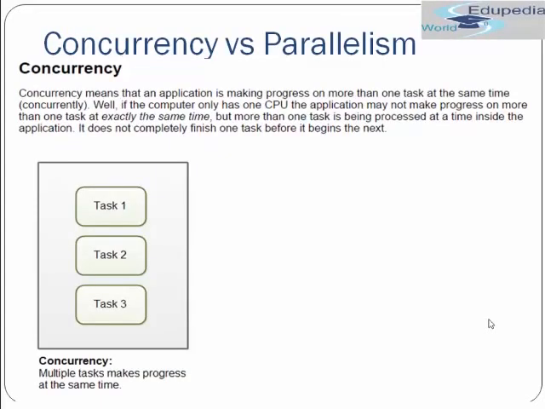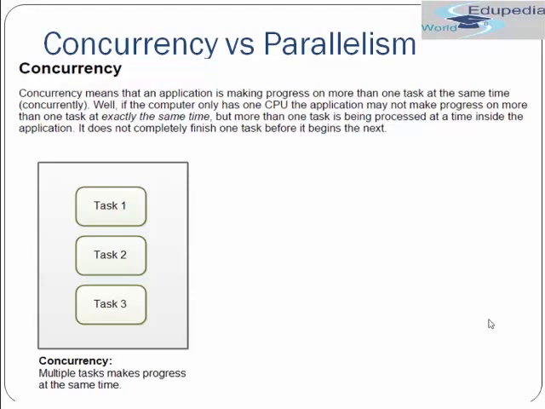Firstly, let's see what concurrency is. Concurrency means that an application is making progress on more than one task at the same time, concurrently. If a computer only has one CPU, the application may not make progress on more than one task at exactly the same time. But more than one task is being processed at the same time inside the application. It does not completely finish one task before it begins the next. So this is called concurrency.